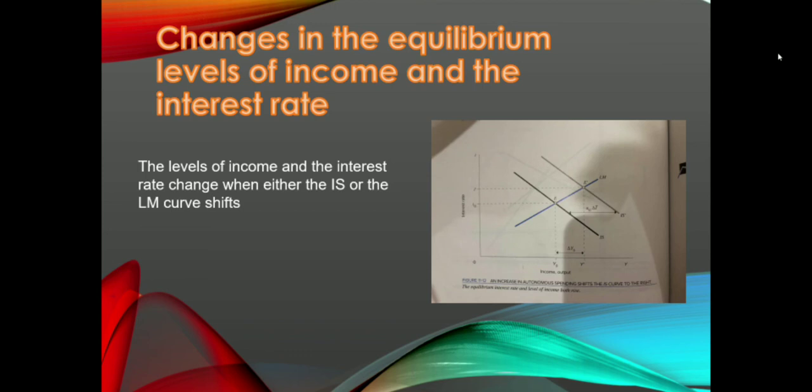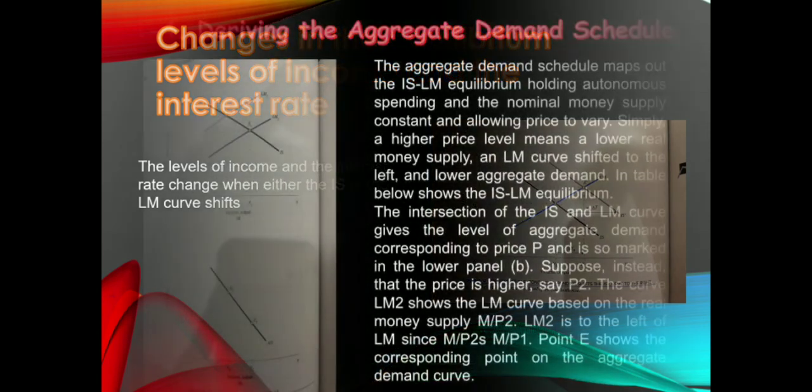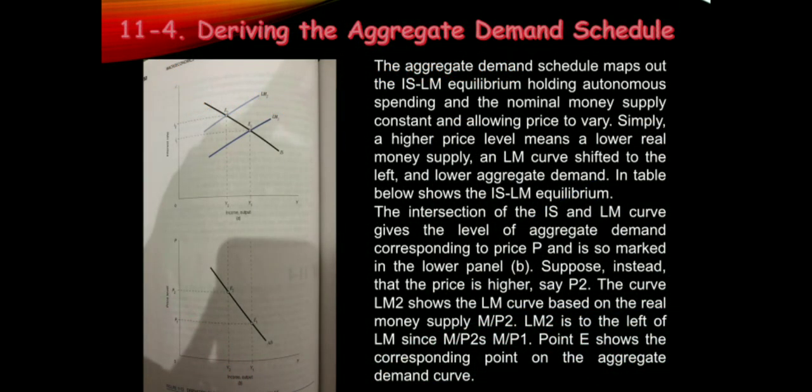What explains the fact that the increase in income is smaller than the increase in autonomous spending? Diagrammatically, it is clear that the explanation is the slope of the LM curve. The increase in autonomous spending does tend to increase the level of income, but an increase in income increases the demand for money.